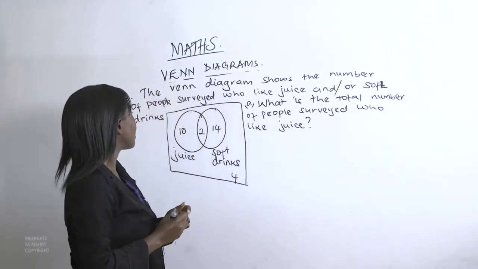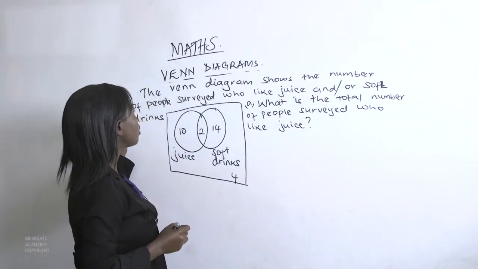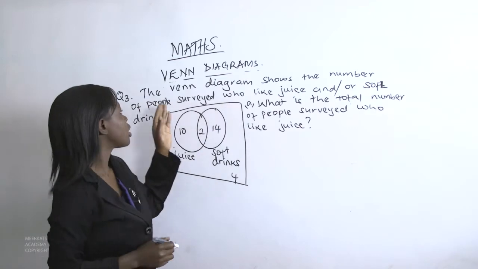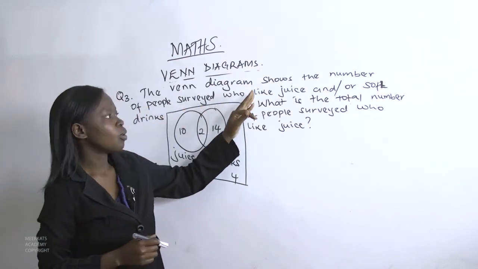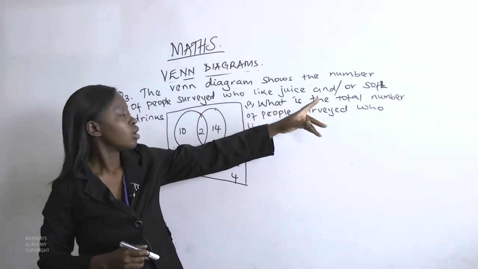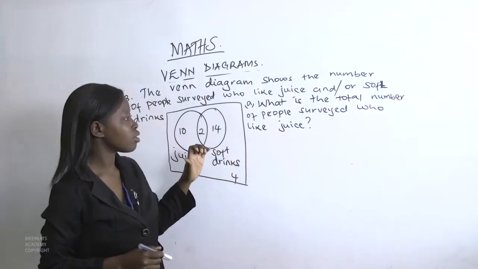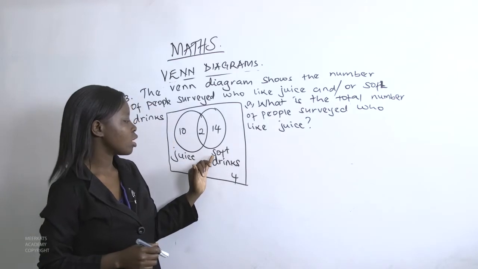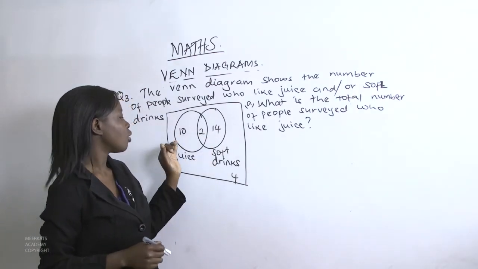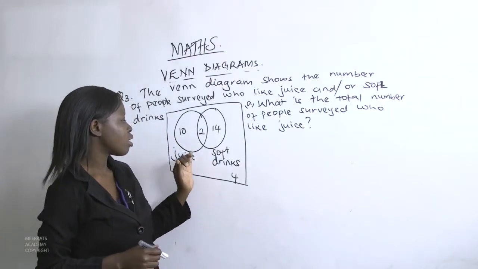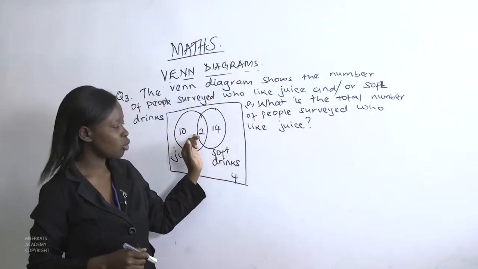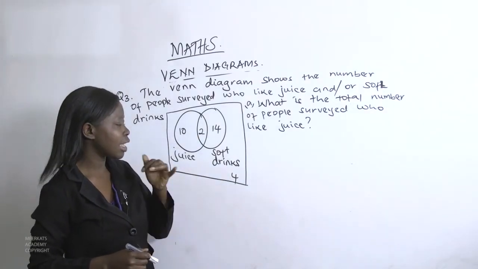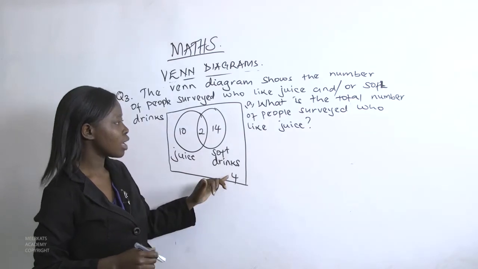So we have another question, that is question 3. The Venn diagram shows the number of people surveyed who like juice and or soft drinks. So we are having those who like juice are 10. Those who like soft drinks, we have 14. Those who like both juice and soft drinks, we have 2. Then those who dislike either of them are 4.